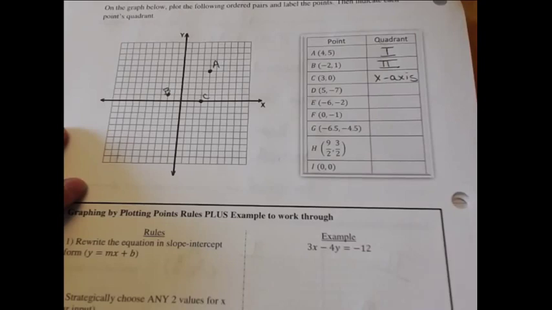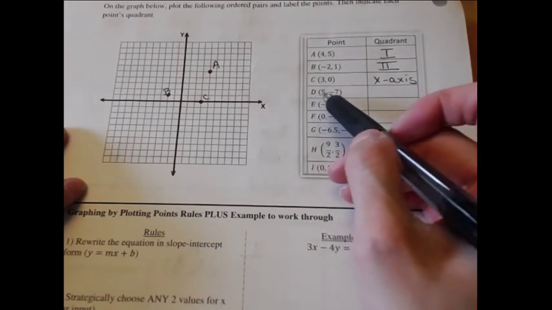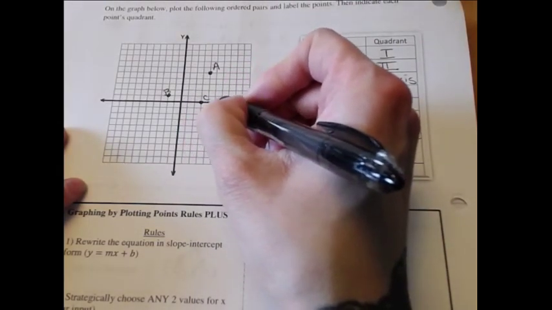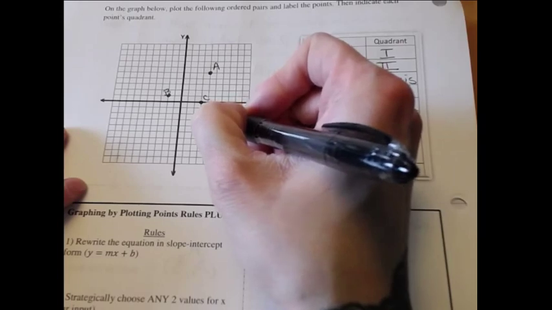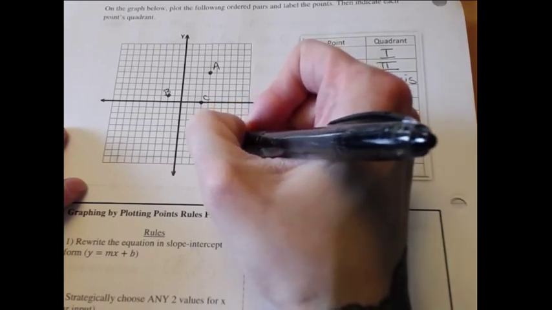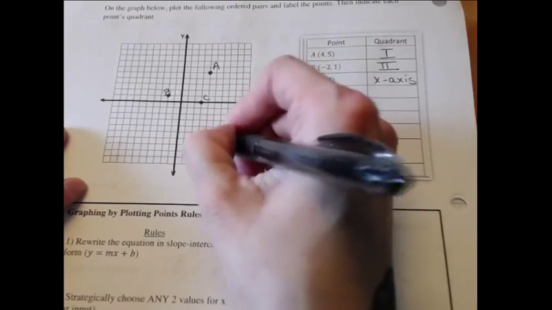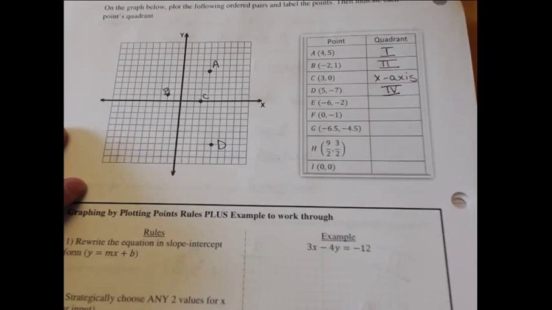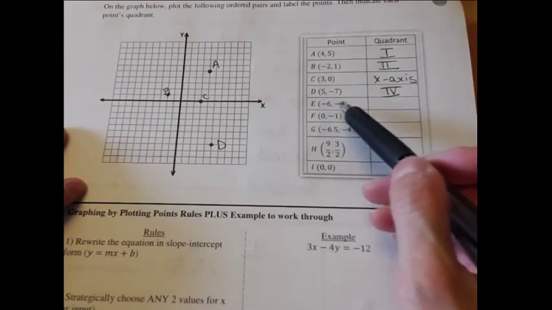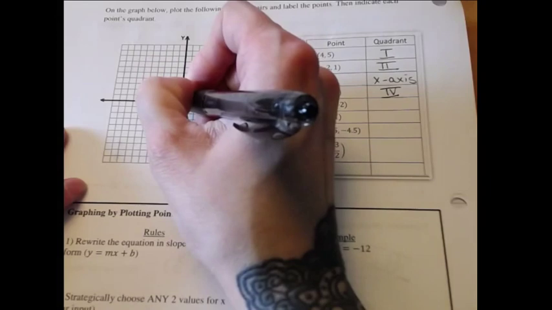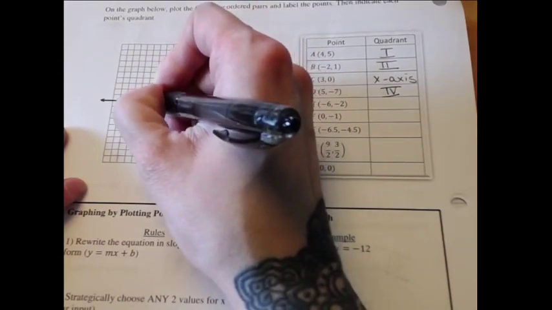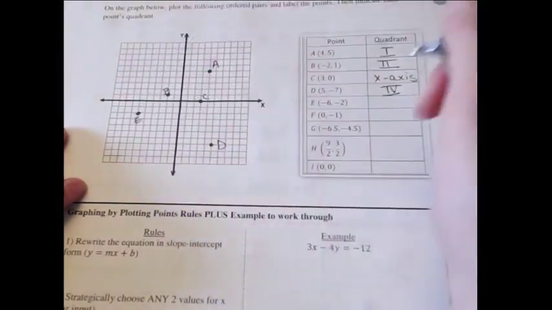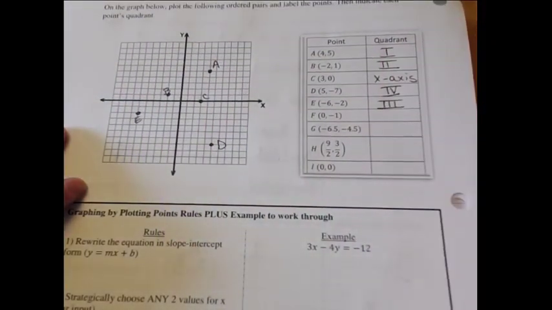I know, tricky. So point D is (5, -7). We're going to go over 1, 2, 3, 4, 5, and down 7: 1, 2, 3, 4, 5, 6, 7. Okay, here's my point D. That is in quadrant 4. Next, we're going to look at point E, which is (-6, -2). So we're going to go left 6 units, 1, 2, 3, 4, 5, 6, and down 2. There's point E. This happens to be in quadrant 3.